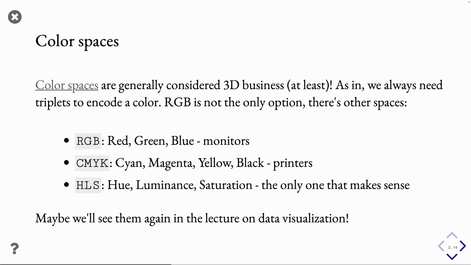For professional printing, what is used is CMYK, which uses 4 dimensions: cyan, magenta, yellow, and black. So in this case, this is a 4-dimensional space. We need 4 numbers for every pixel.